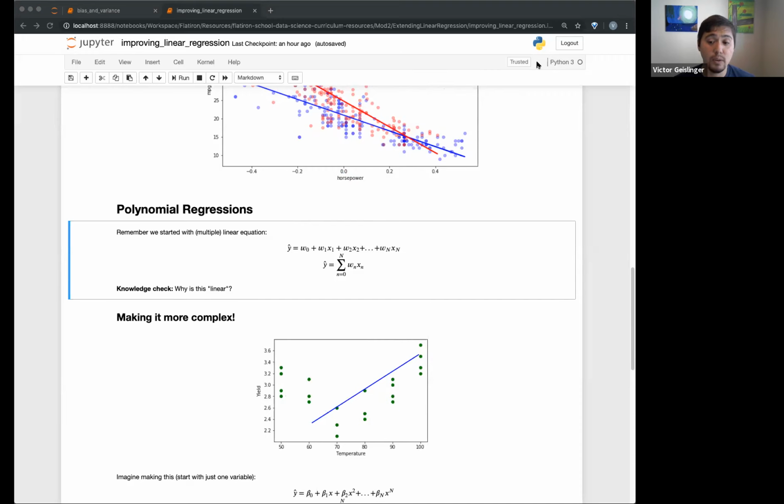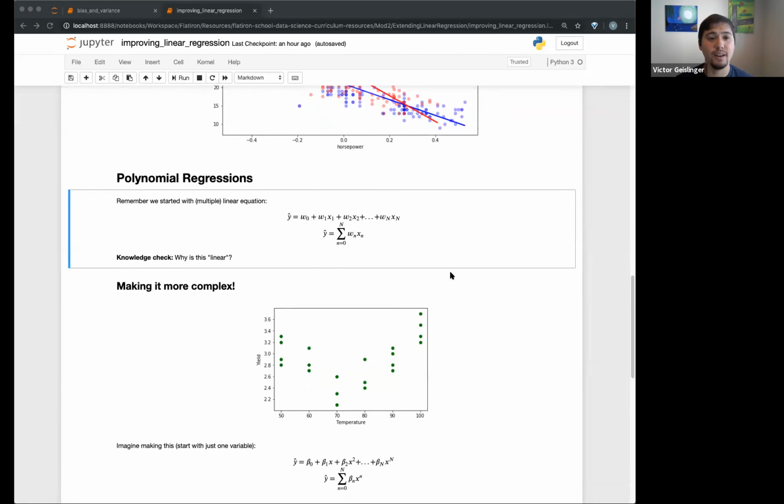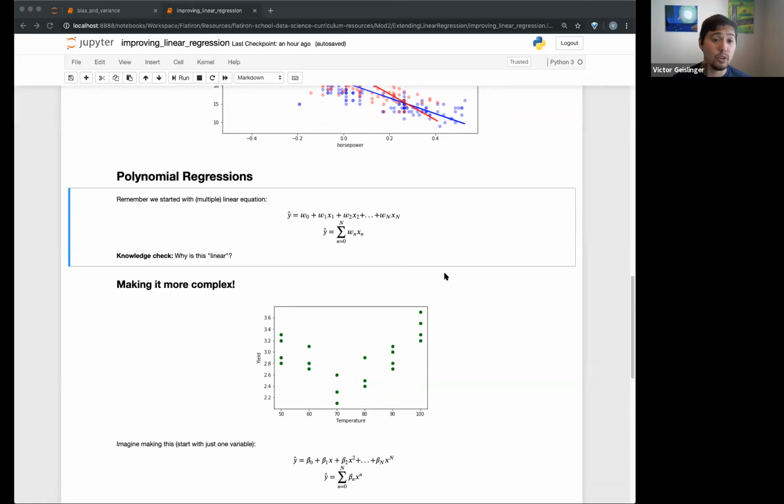And that's actually the whole point. This is what we talked about before in Mod 1: you can't make a linear regression if your data is not linear. So we can say, what if we take the concepts of linear regression and modify it so we can allow polynomials?